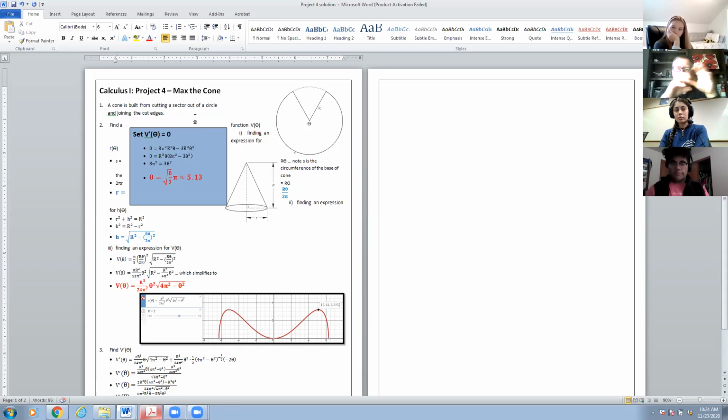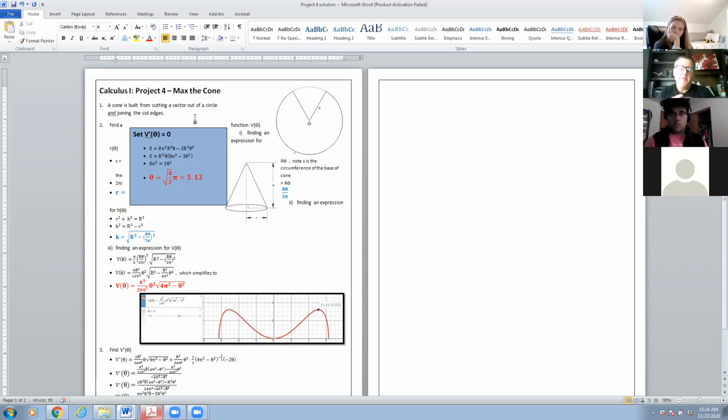Did you spend a little time drawing some pictures and showing them, so that the reader goes, oh okay, if I make a big cut, then I get a tall, thin cone. If I make a skinny little cut out of it, then I get a low, wide cone. Does your reader have any sense of the problem? And then you proceed into all the math that produces the correct answer.